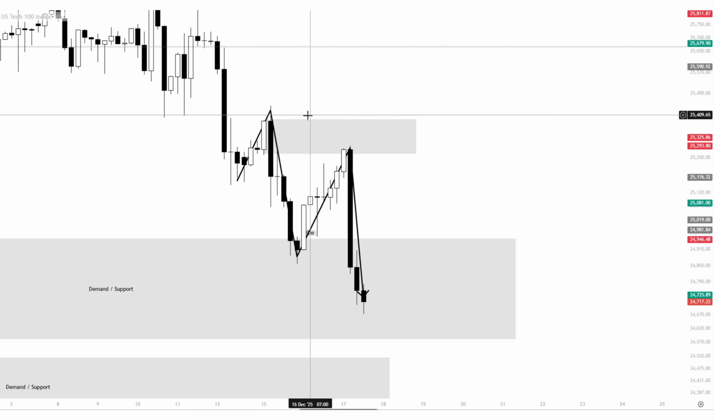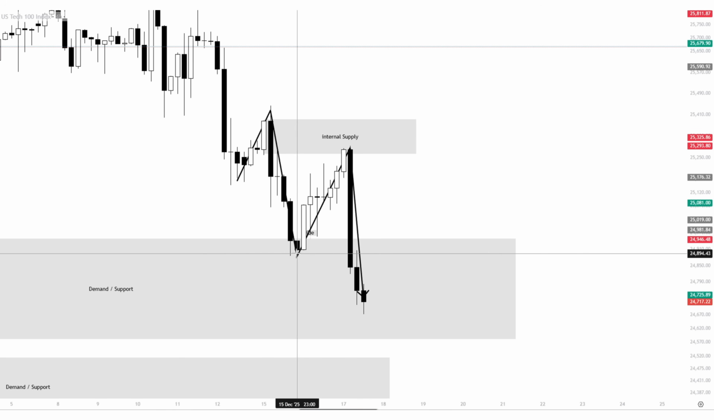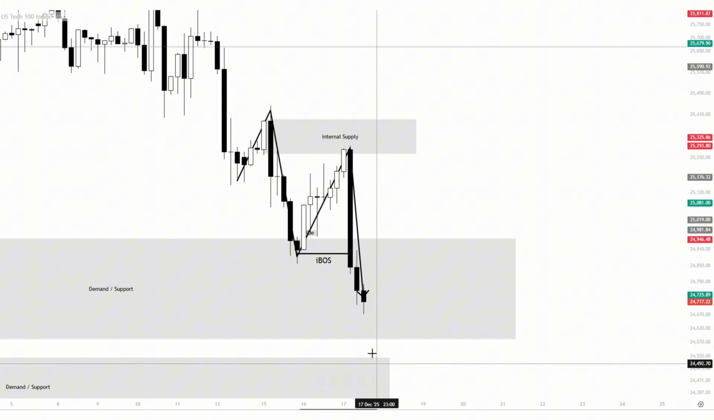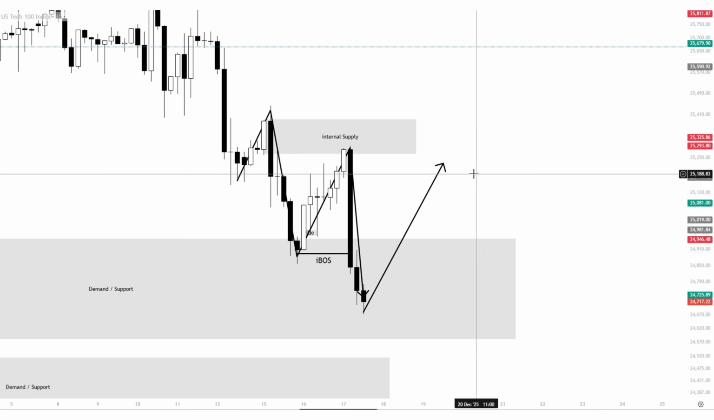So this supply has actually worked and been respected, since from the touch of it, the market broke past the previous low into an internal bearish break of structure. Now again, after a break, we need to wait for a pullback first before taking any action. And from this pullback, we have two probable scenarios.